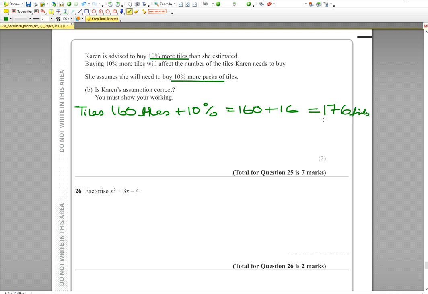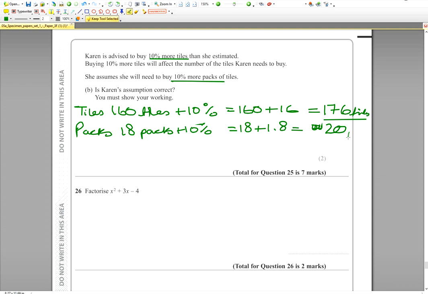Okay, so tiles, we've got 176 tiles. Now what about packs? How many packs is she going to buy? 18 packs from the previous question. What's 18 packs plus another 10%? That's 1.8 packs, 10% more packs. You can't buy 1.8 packs, can you? You'll have to buy 2 packs. So you will end up with how many packs altogether? 20 packs.